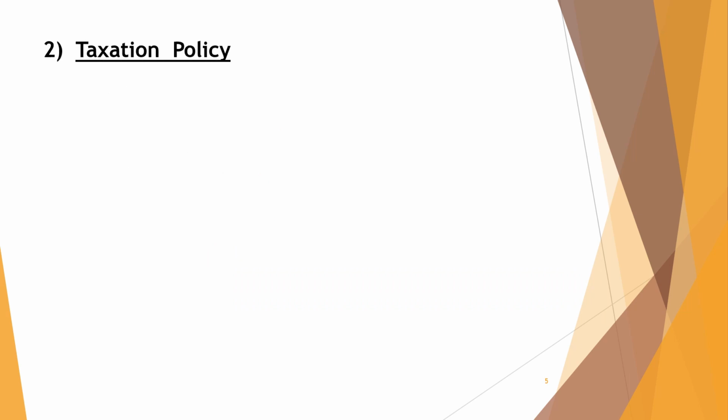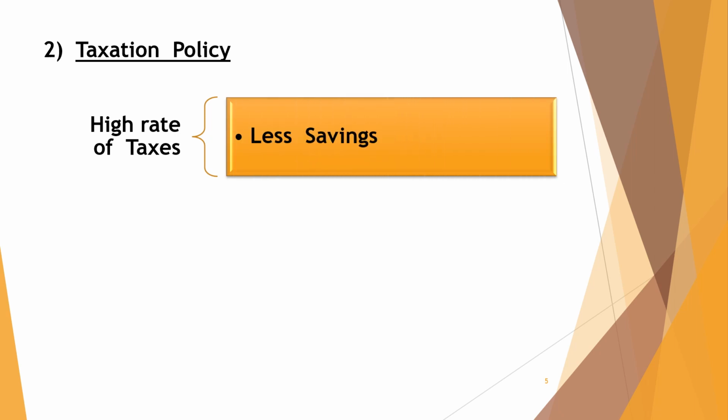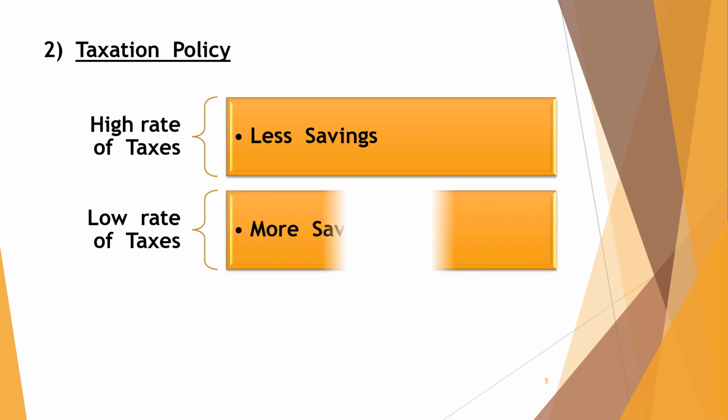Let us now move towards the second point, which is taxation policy. The amount of retained earnings in a joint stock company also depends on the taxation policy which is adopted by the government. If the government charges more taxes, then the companies cannot save much. And in that case, it would have a lesser amount of savings, that is lesser amount of retained profits. But on the other hand, if the government levies taxes at a lesser rate, in that case it can save more and thereby the retained earnings would definitely increase.